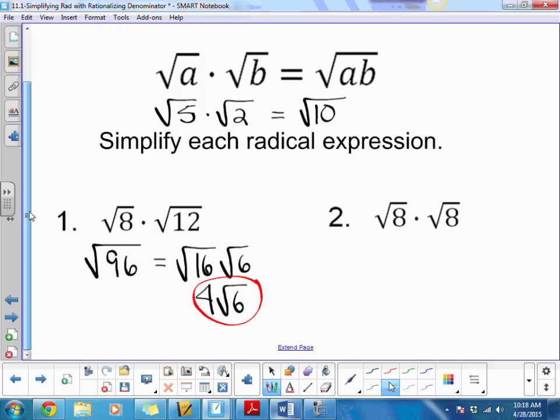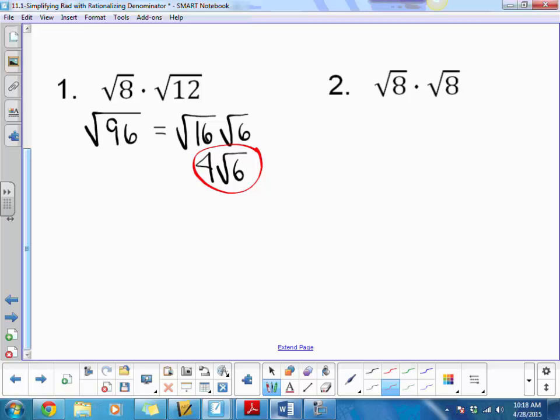However, some of you are having a really hard time finding perfect squares within this number. So an easy way around that is using the factor tree method. So let's do prime factorization of 96. Well, I know that it's divisible by 3, so 3 times 32. 3 is a prime number, so I'm done with that.